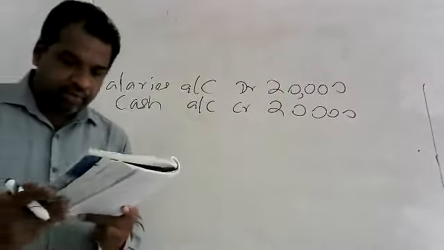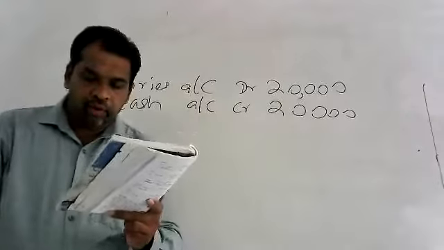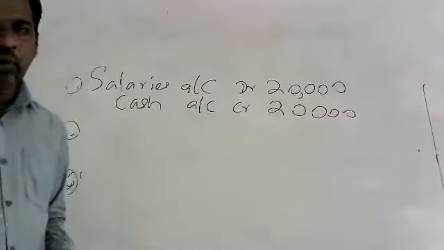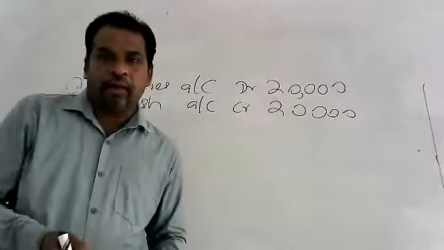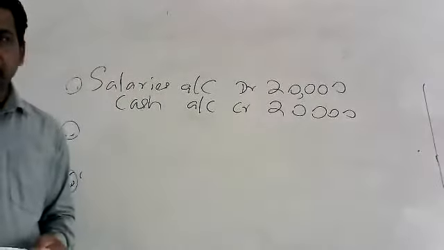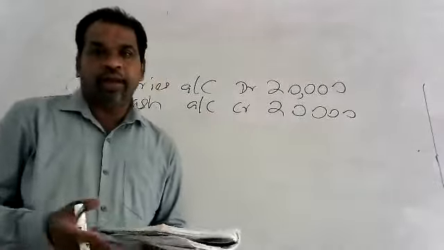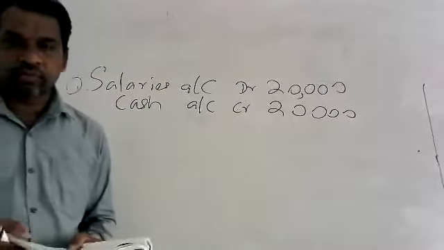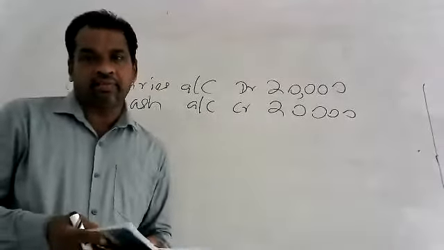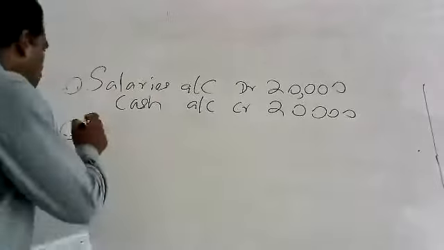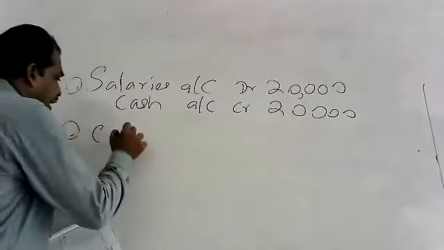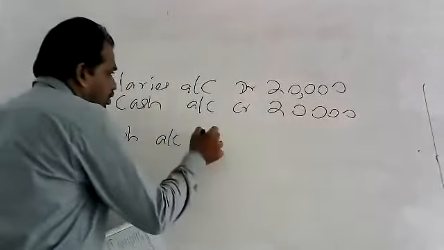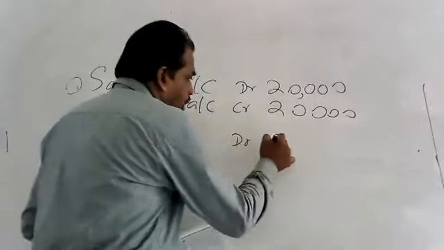Transaction number 8, obtain a bank loan 200,000 rupees. When you take a bank loan from a bank or from any other financial institution, you receive money to the business. Then cash asset increases. Asset increases, therefore, you can debit to cash. Cash account debit 200,000.